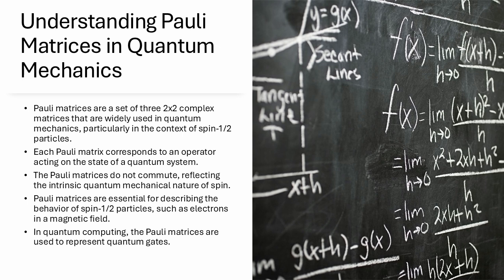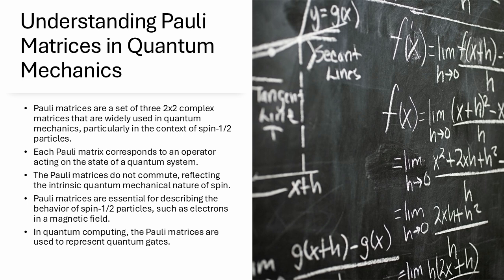What about entanglement? You mentioned that earlier. How do Pauli matrices come into play there? Entanglement is one of the most bizarre and counterintuitive phenomena in quantum mechanics. It's this strange connection between two particles, where their fates are intertwined no matter how far apart they are. So if you measure the spin of one entangled particle, you instantly know the spin of the other, even if they're light years away. Wow.